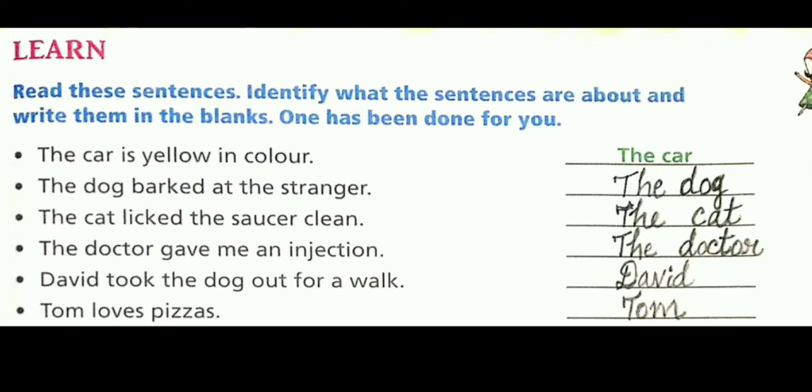Next is, the doctor gave me an injection. So here we are talking about the doctor. So you can write the doctor in the given blank. Next is, David took the dog out for a walk. So here we are talking about David. So you may write David in the given blank. Now the next one is, Tom loves pizzas. So in this sentence we are talking about Tom. So you may write Tom in the given blank.